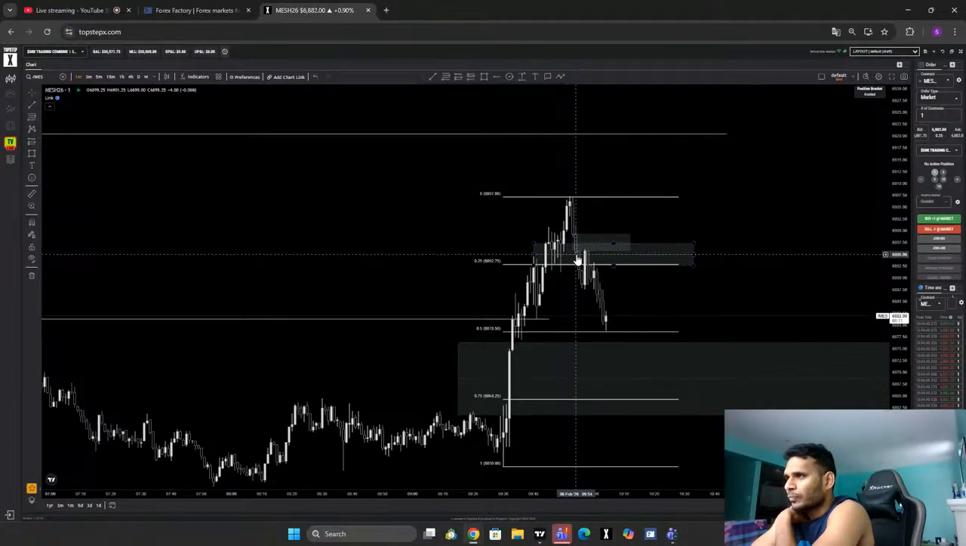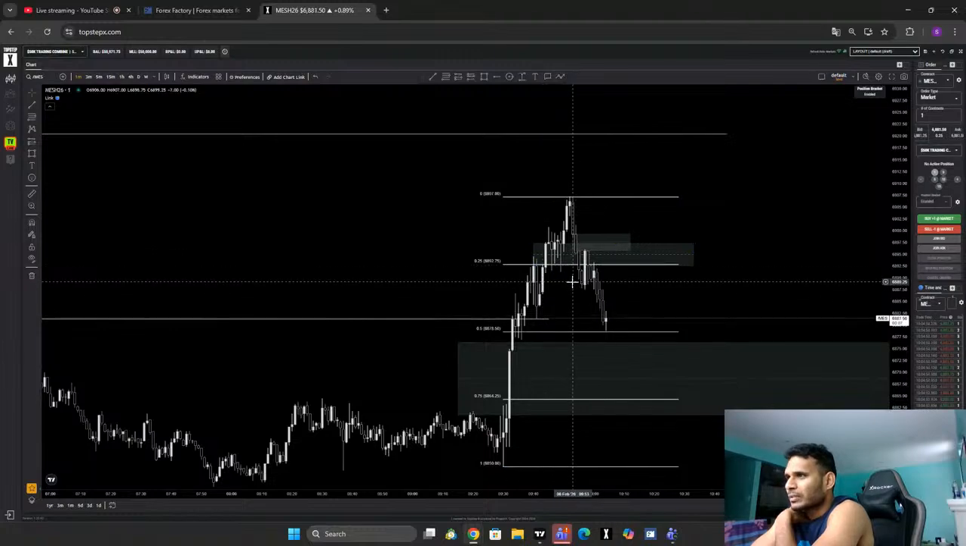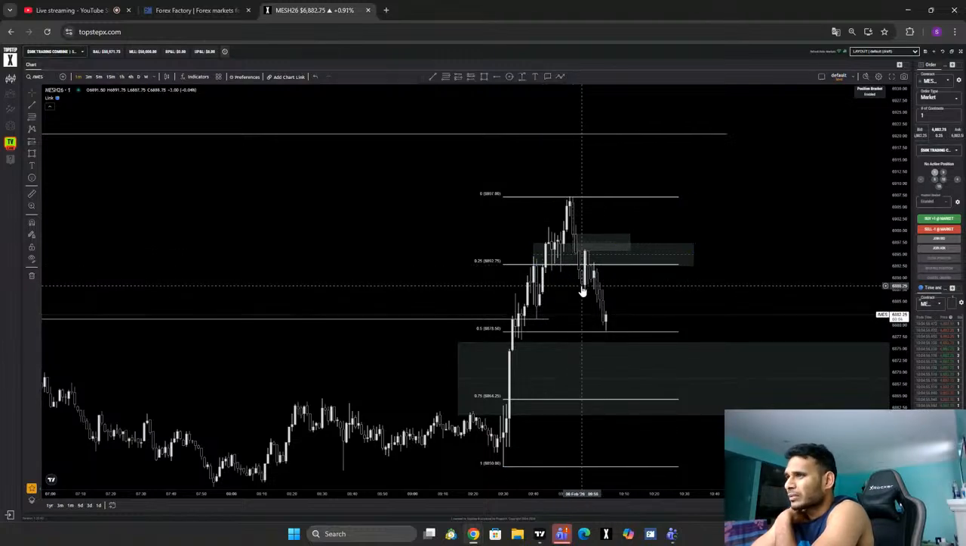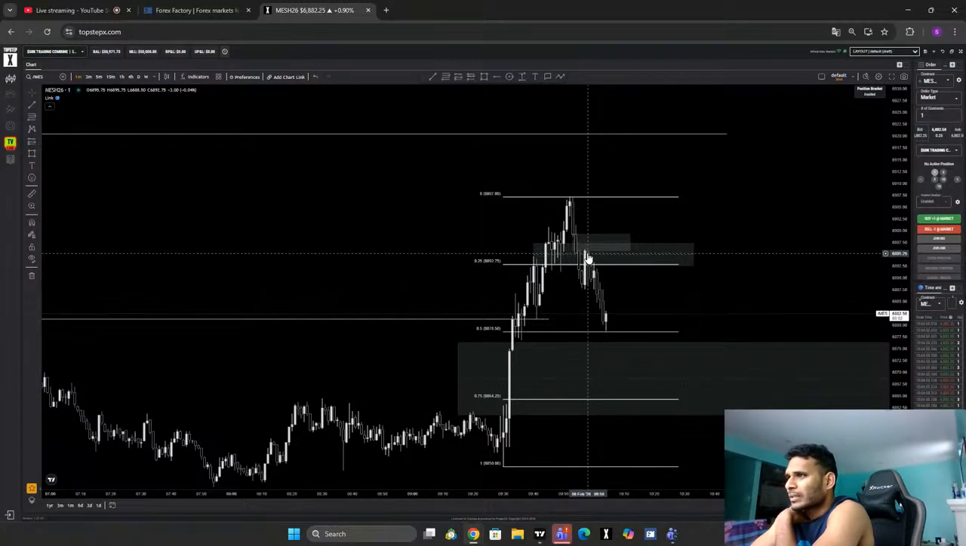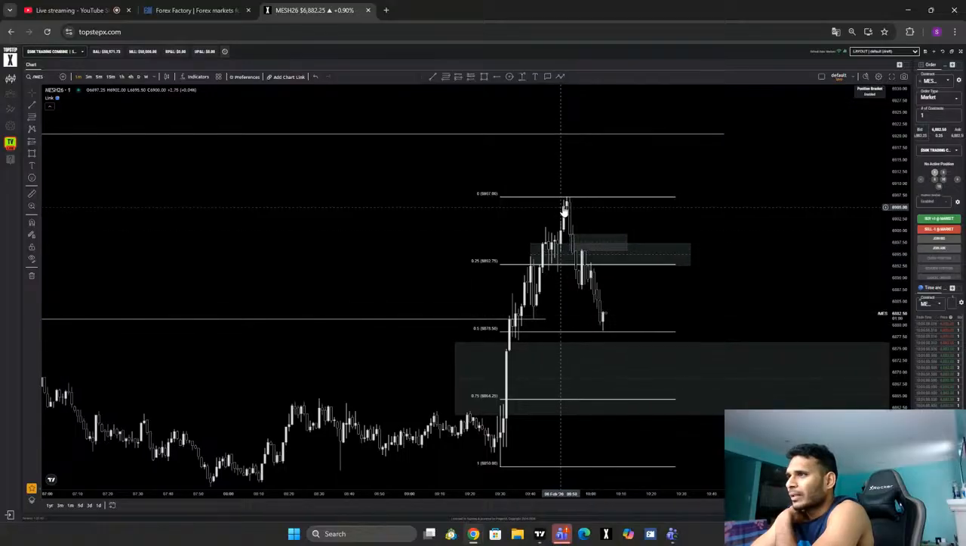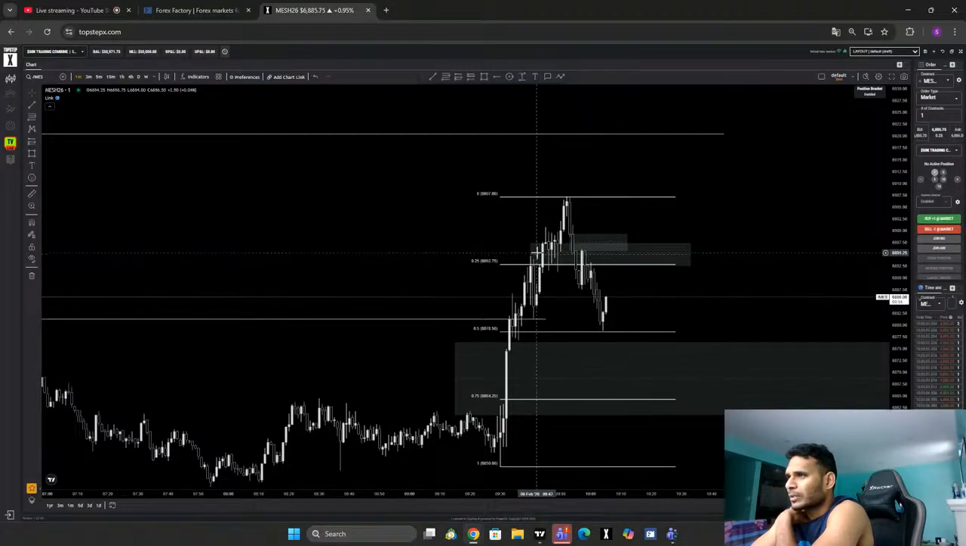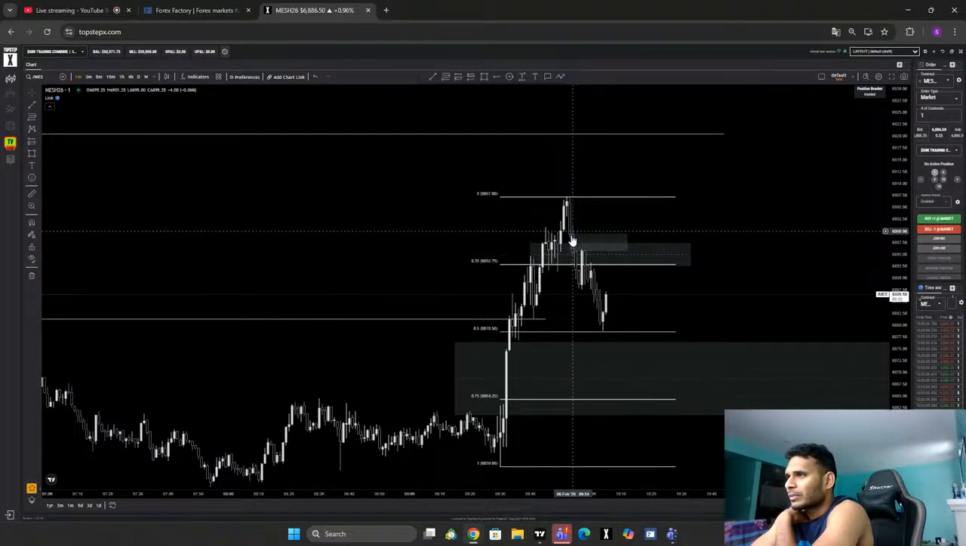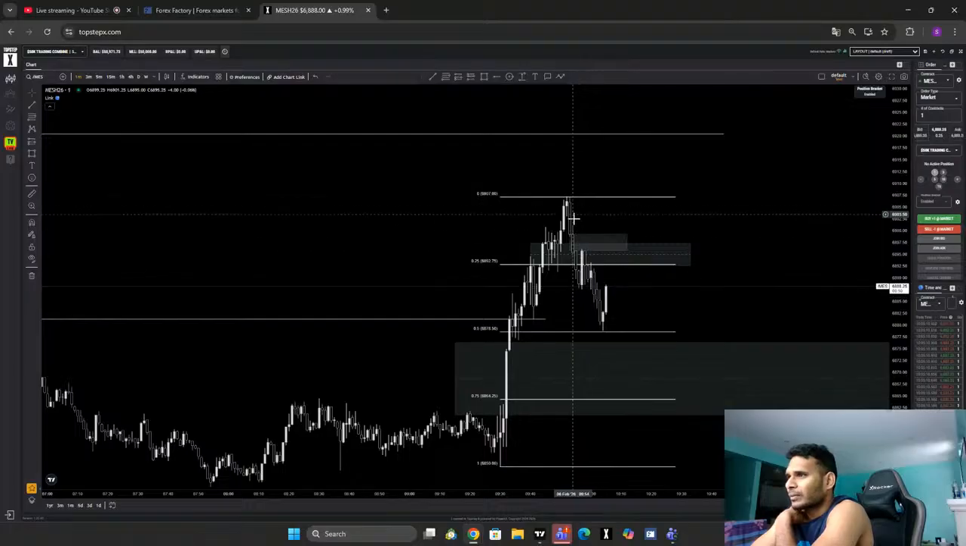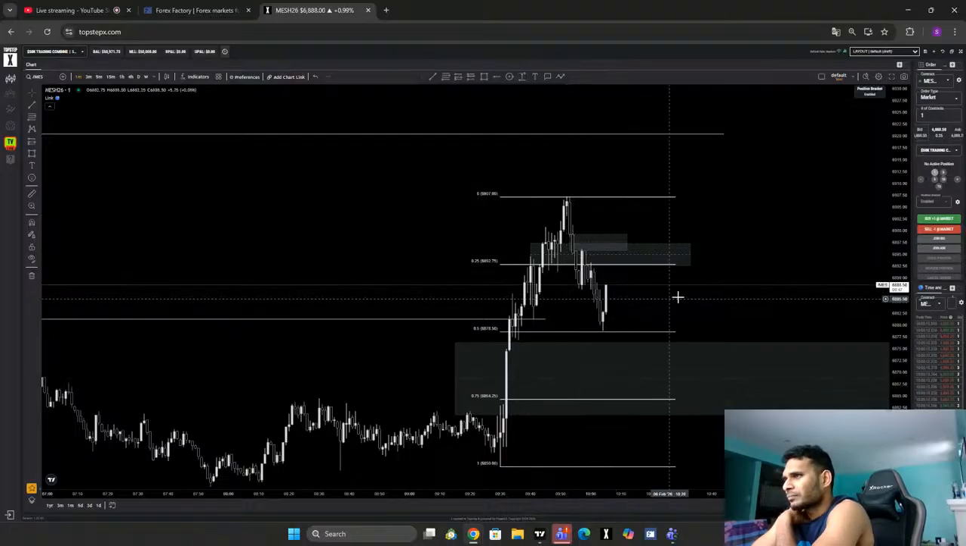It closed below, which created a fair value gap with nice displacement. This is also inverted, so there is no point for me to think about whether this trade is going to play out or not. Next candle pulls back to that fair value gap, to this 50% level. We got the fill at the 50% level of this inversion plus this fair value gap.